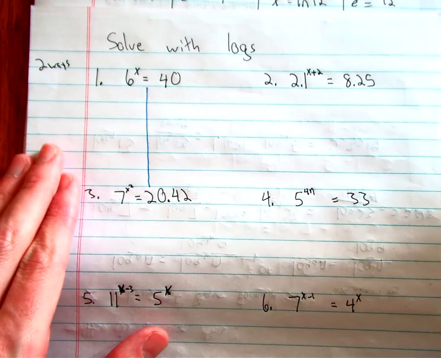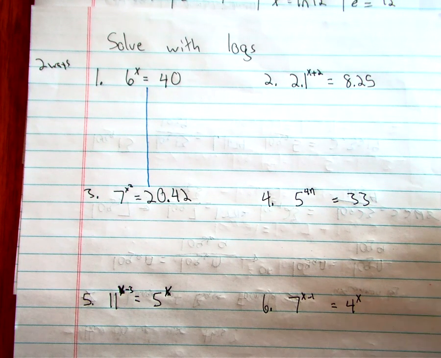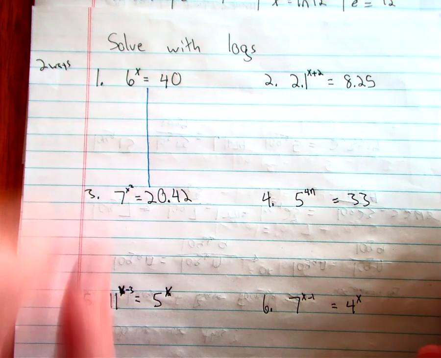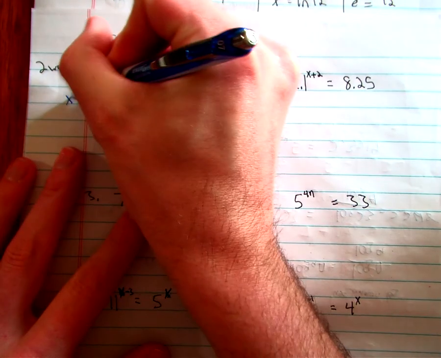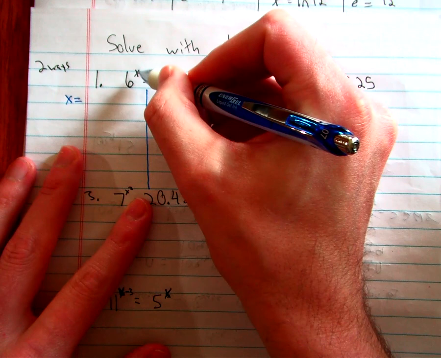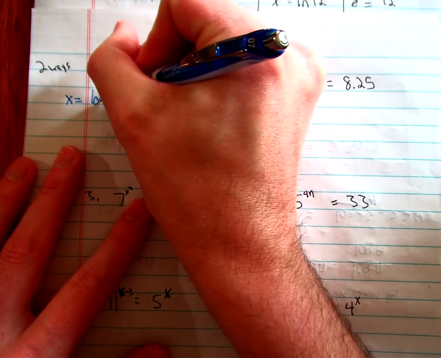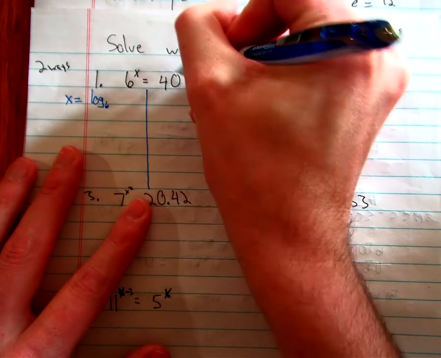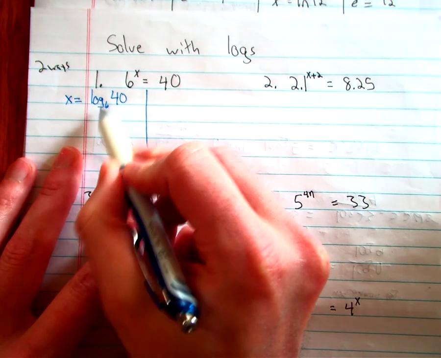Okay. So option 1 is to kind of think about this in a log form. All right. If we were to change from an exponential to a log, how we just practiced, how we would change exponentials to logs. So x equals, or x is the power of base 6 that gets me 40. X is the power of 6 that would give me 40.